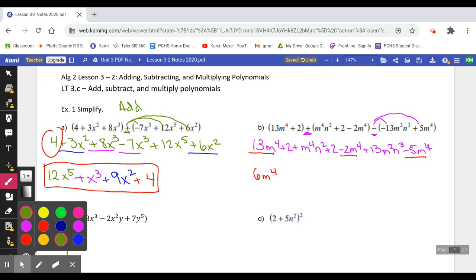Then I have a m to the 4th n to the 2nd. I don't have anything to combine with that, so I'm just going to write that down next. Then the next one I have is 13 m to the 2nd n to the 3rd. And then finally, we're going to finish it up with a 2 and a 2. So add those together and gives me plus 4.